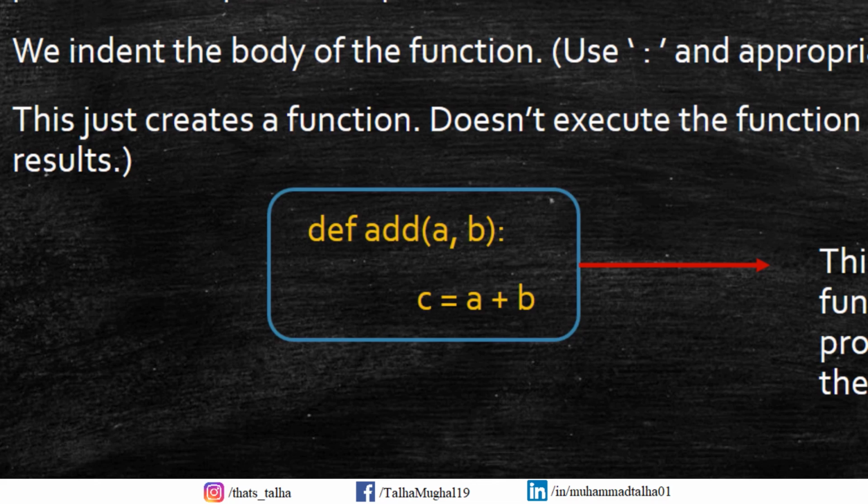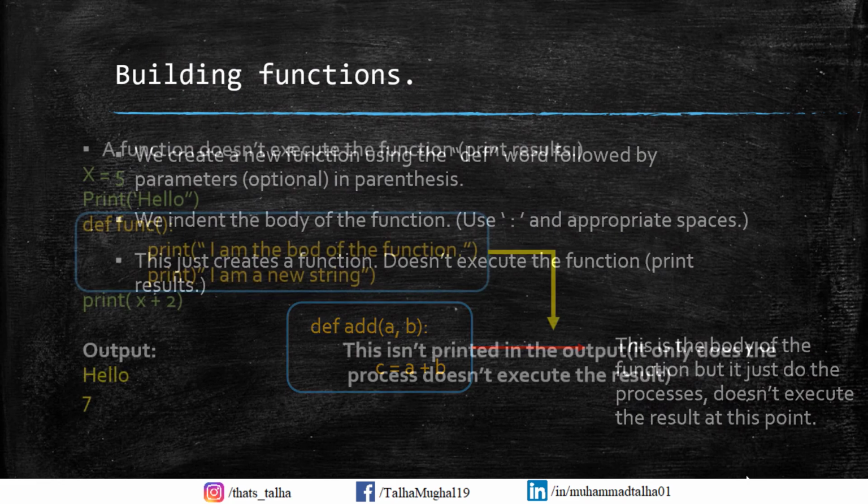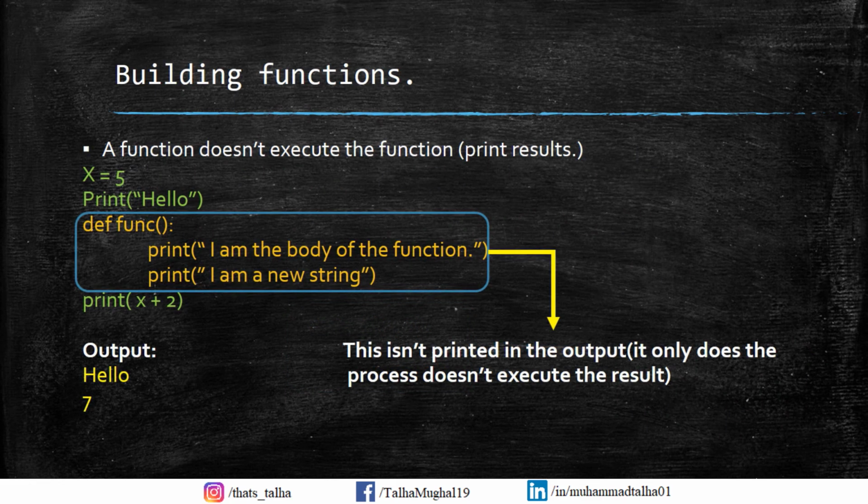Now, everything that we have done so far just created a function. It did not print out the results. So in the example that we use, we have defined a function which is named add, and it has two parameters. The first one is a and the second one is b. And in the body of that function, we are adding both parameters and storing their value inside c. Now this is the body of the function, but it just does the processes. It does not execute the result at this point. A function does not execute itself.